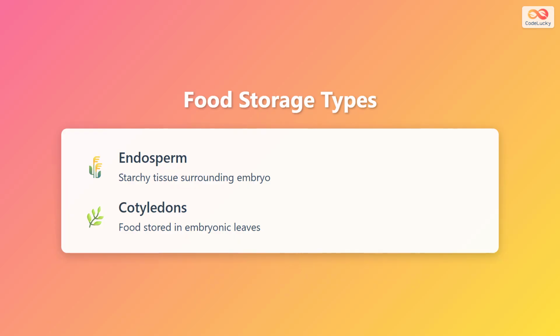Seeds store food in two main ways. In the endosperm method, food is stored in a starchy tissue that surrounds the embryo. This tissue remains separate from the cotyledons and is gradually absorbed as the seed germinates. Corn and wheat use this method. In the cotyledon method, food is stored directly within the cotyledons themselves, making them thick and fleshy. Beans and peas are examples of this storage type. Both methods achieve the same goal of providing energy for germination, just through different structures.